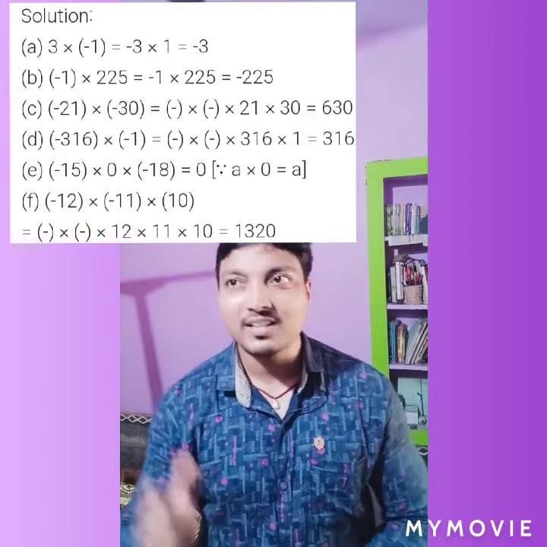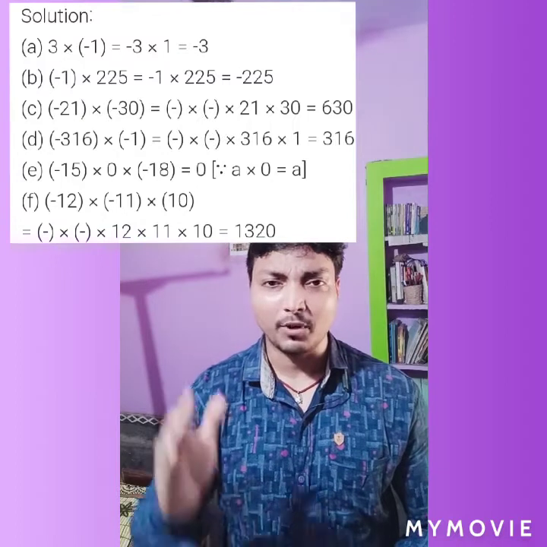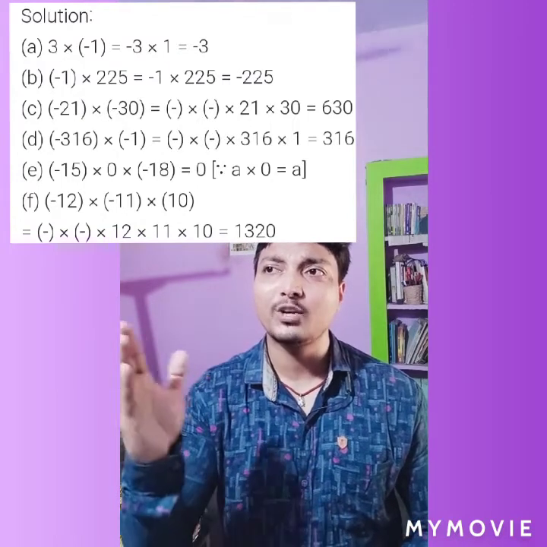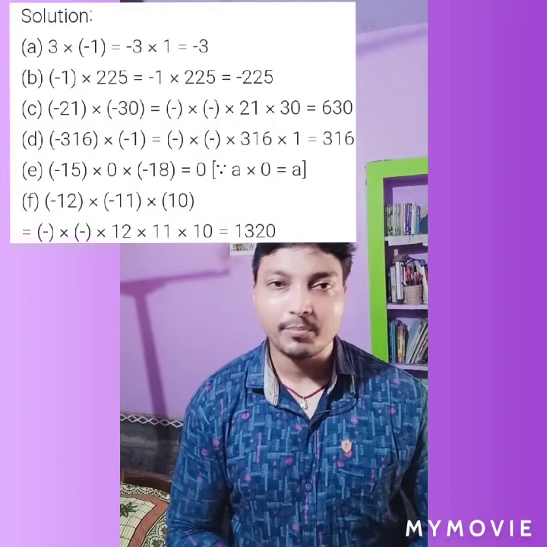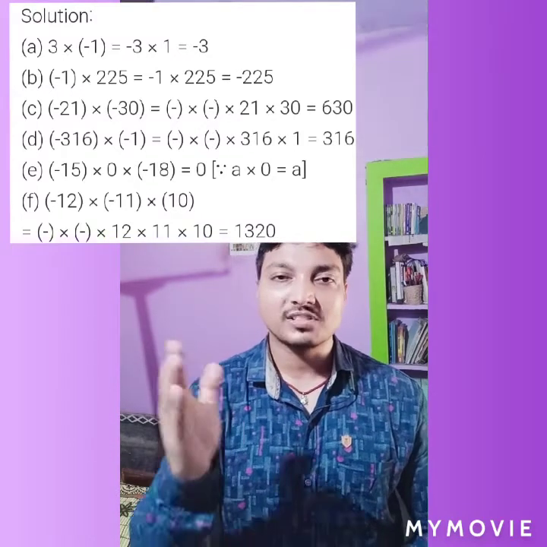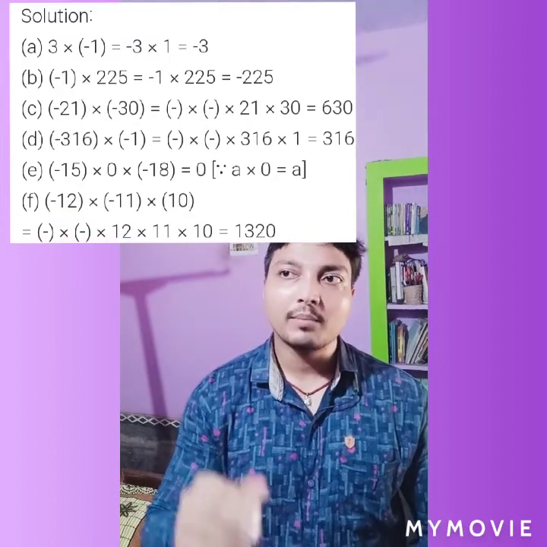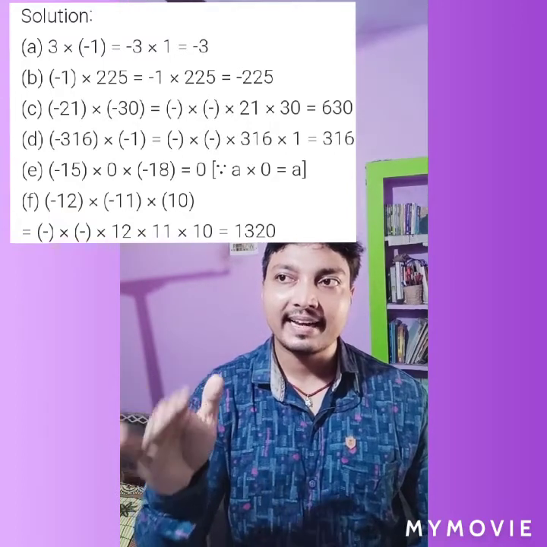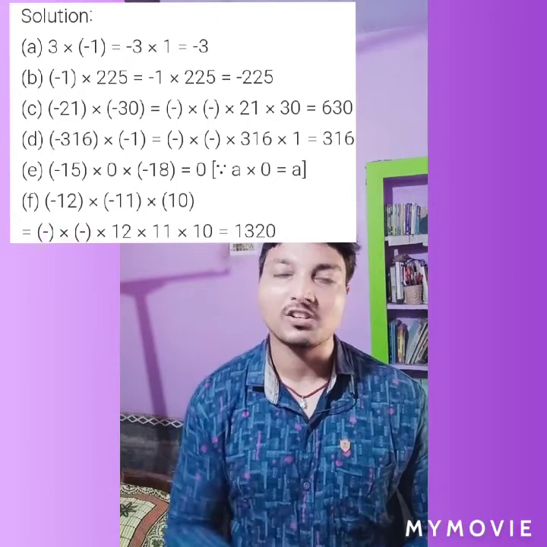Then question number C is minus 21 and minus 30. The product of their numerals is equal to 630. Both are minus, so the product has the plus sign. And question number D is minus 316 into minus 1. Both are negative, so their product is 316 and it will be plus 316.